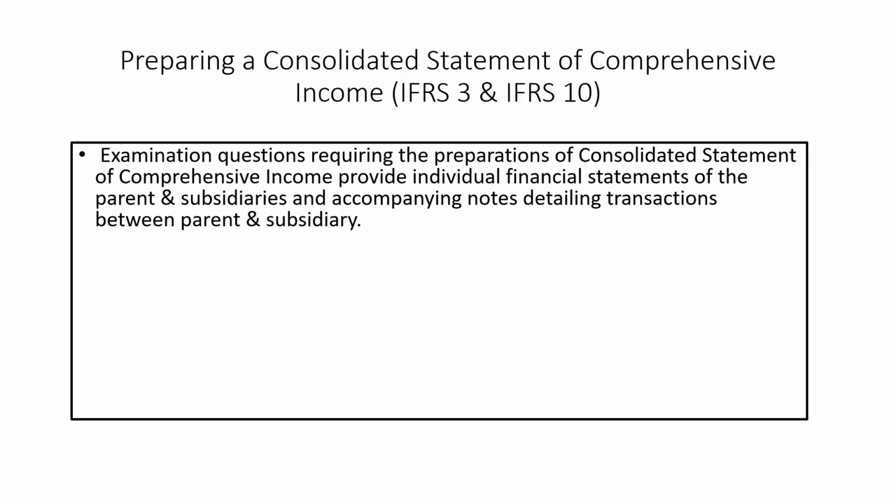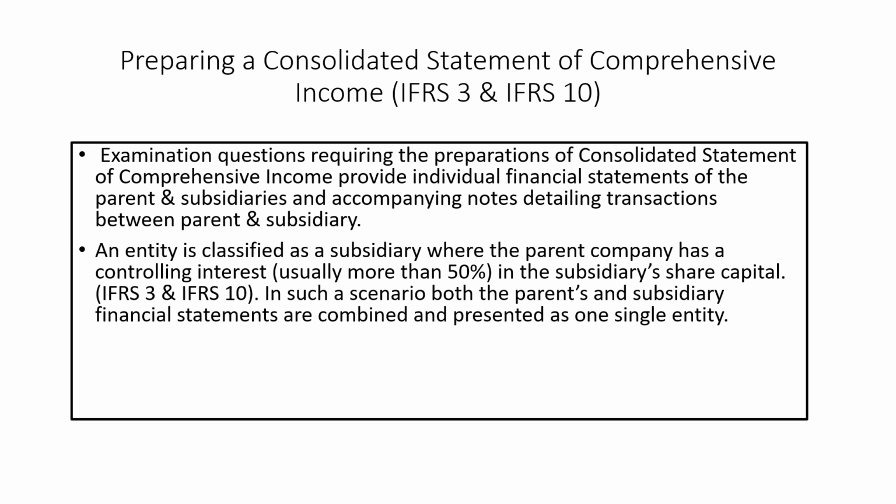Examination questions requiring the preparation of consolidated statement of comprehensive income provide individual financial statements of the parent and subsidiaries and accompanying notes detailing transactions between parent and subsidiary. It is useful to know that an entity is classified as a subsidiary where the parent company has a controlling interest, usually more than 50%, in the subsidiary's share capital. In such a scenario, both the parent and subsidiary's financial statements are combined and presented as one single entity.